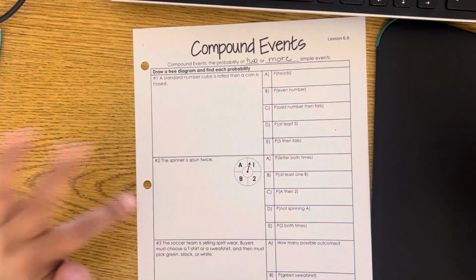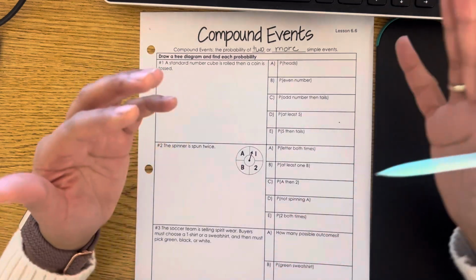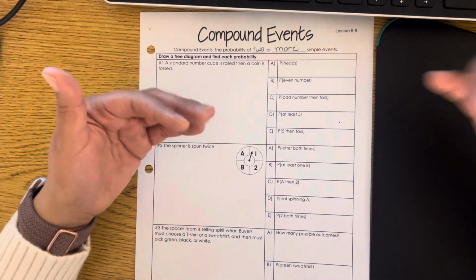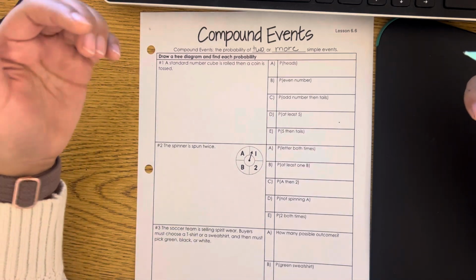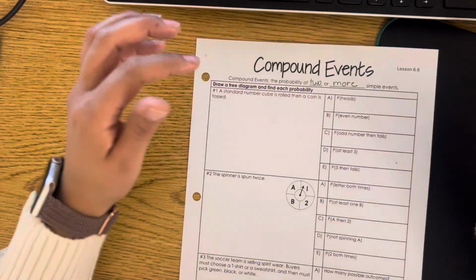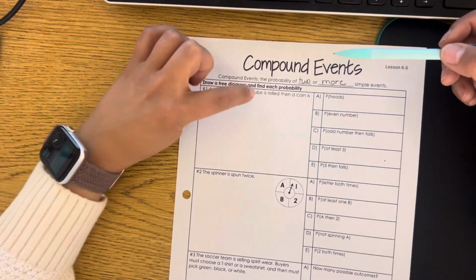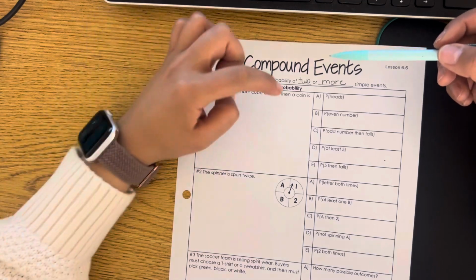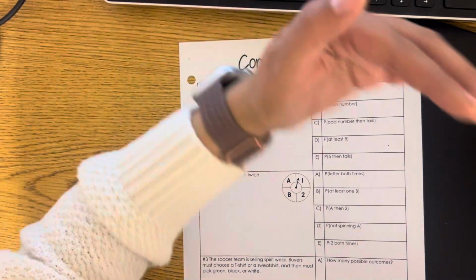So if you remember yesterday, we talked about building a probability or sample tree or tree diagram to help me determine probability of certain events, where now we are going to have compound events, which builds off of the tree diagram situation. For instance, the first one says, I roll a standard number cube, that's a dice, and then a coin is tossed. Notice it says then. That means one event leads to the other.